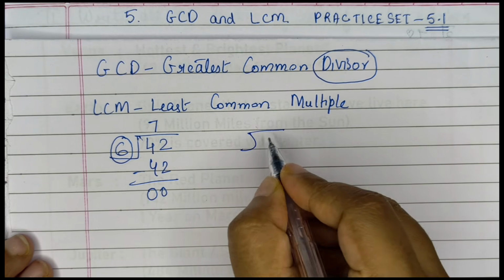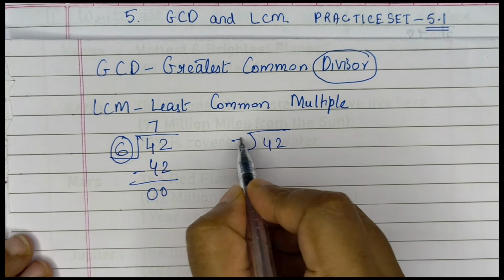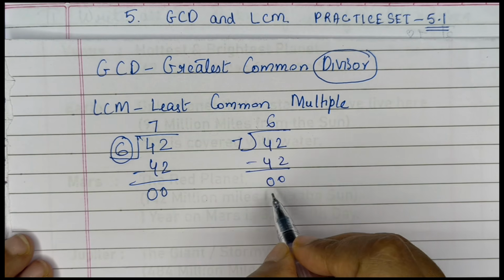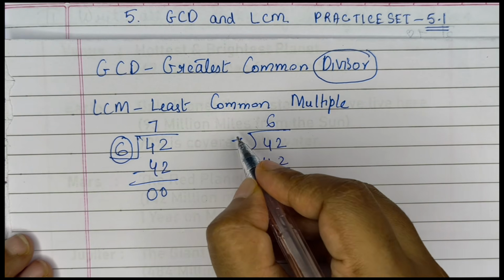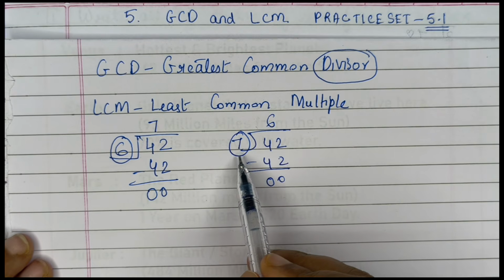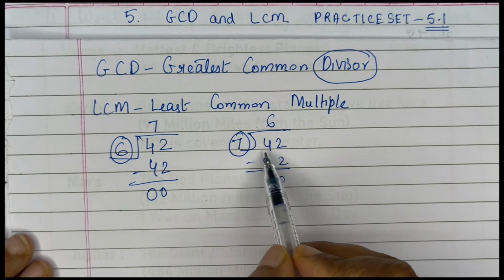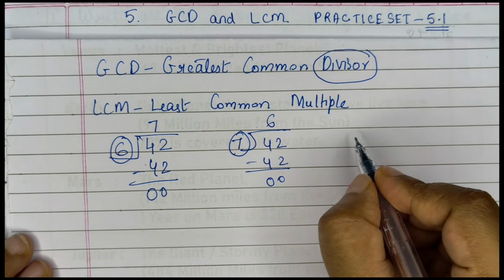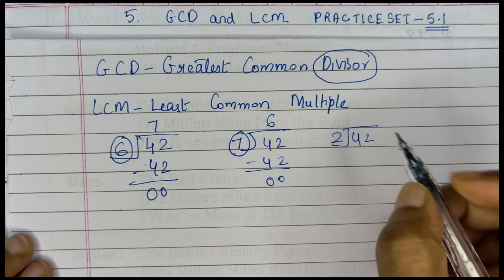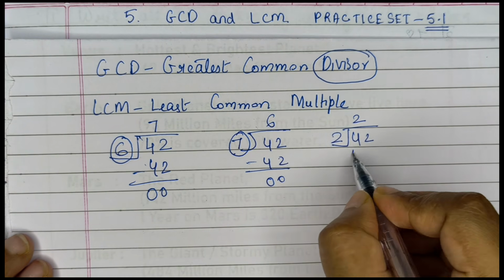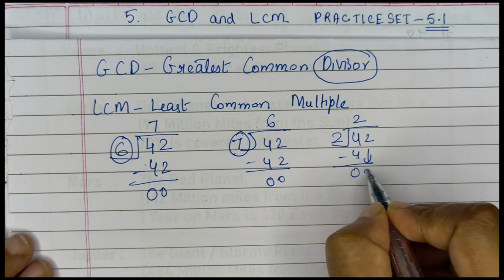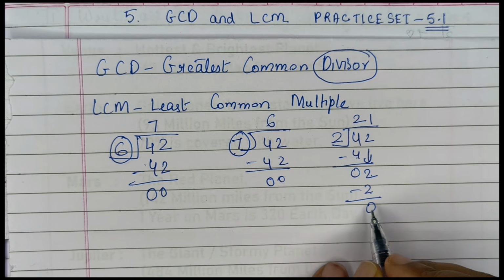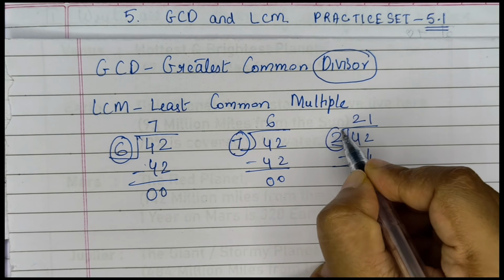Same if I take 42 again, I take 7. Again 7 6s are 42, and you are getting 0 again. That means even 7 is the divisor. 42 is divisible by 7. Even if I take 42 and 2 over here, 2 2s are 4, 4 minus 4 is 0, get this 2 down, 2 1s are 2, 2 minus 2 is 0, again I'm getting the remainder 0. That means 2 is also a divisor.